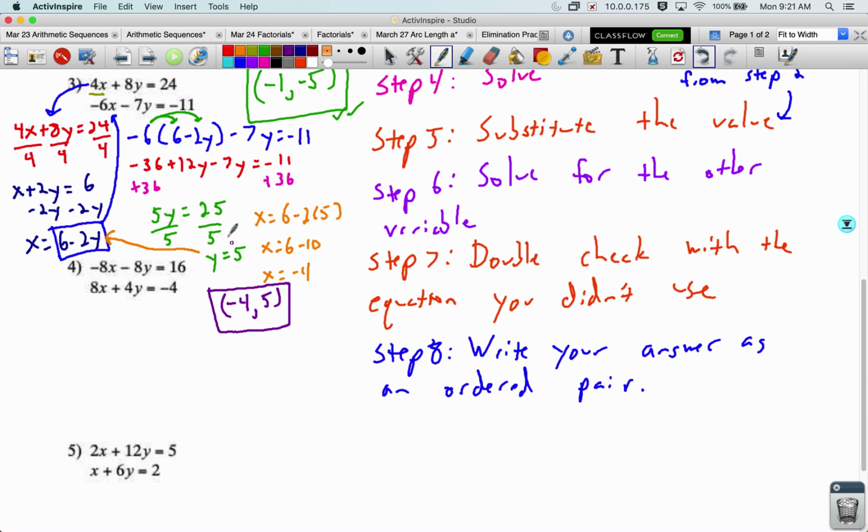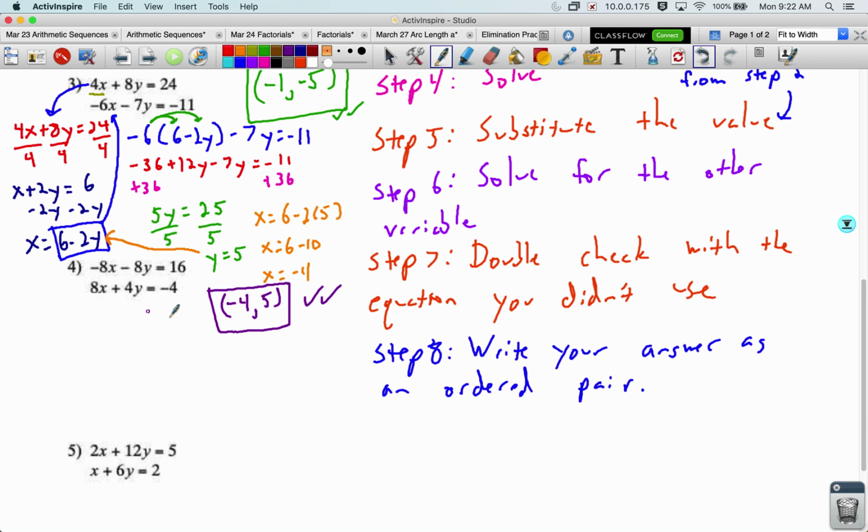All right, we used the top equation to solve, so we'll plug it into the second equation to double check. Let's see, that becomes a 24 minus 35 equals negative 11. 24 minus 35 equals negative 11. Negative 11 equals negative 11. It checks out. Okay.